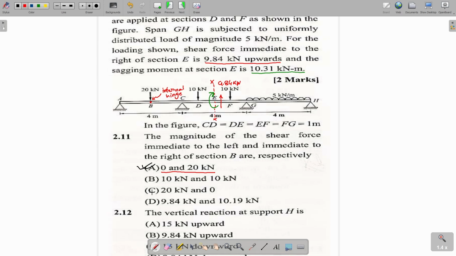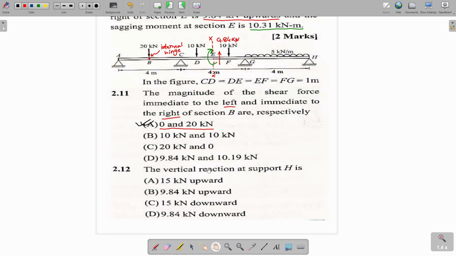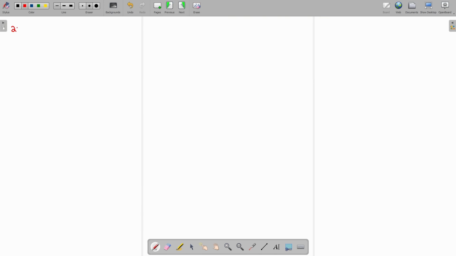Not this one. This is confusing. The question is first the left, then to the right. So at the left is 0 and at the right is 20. Okay. Now since it is a common data question, we also need to calculate 2.12. Question number 2.12. We need to find the vertical reaction at the support H.